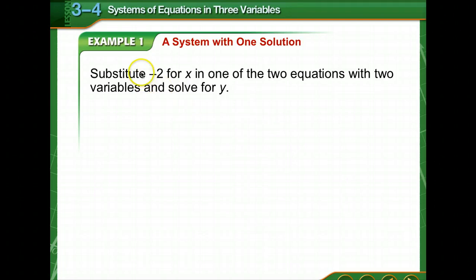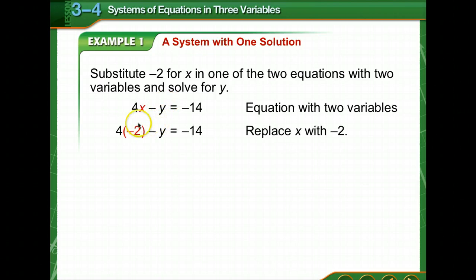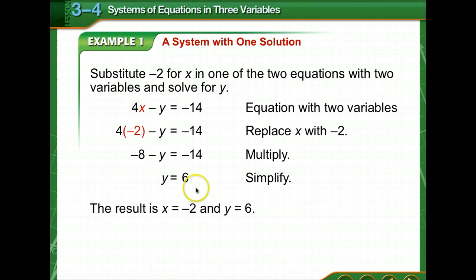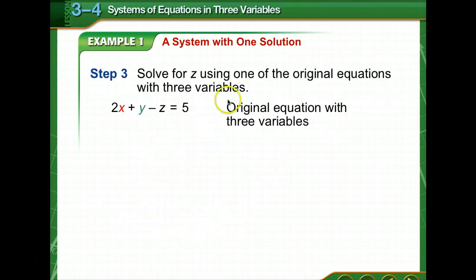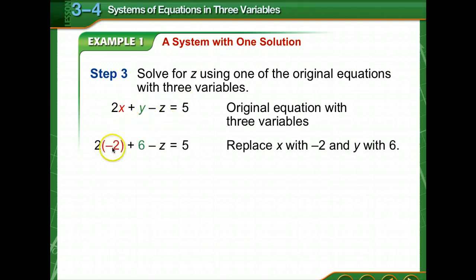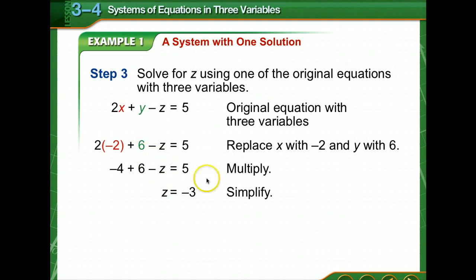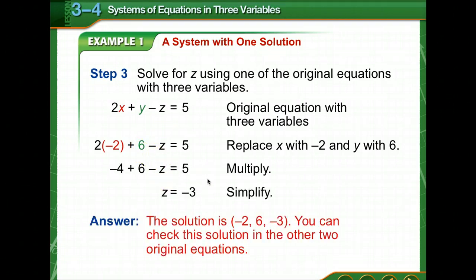Now we're going to substitute negative 2 in for x in either one of the 2 equations that have the 2 variables. Here they've chosen 4x minus y. They're substituting in a negative 2, and we find that y is equal to 6. So now we have x is negative 2 and y is equal to 6. We're going to go back in to solve for z. We're going to go into one of the original equations and put in the negative 2 for x and the 6 for y so that we can solve for z. z is equal to negative 3.